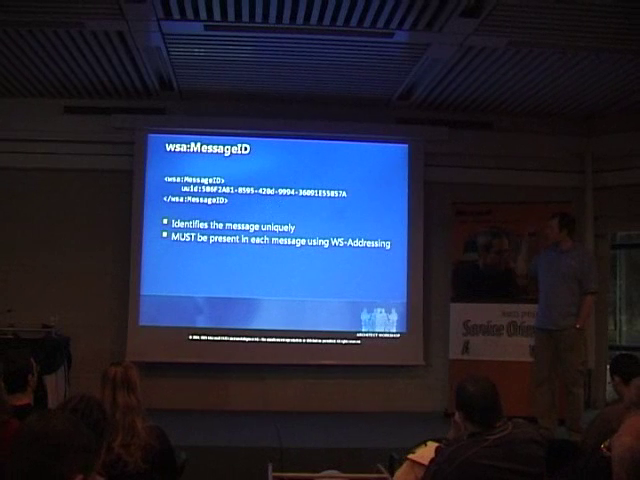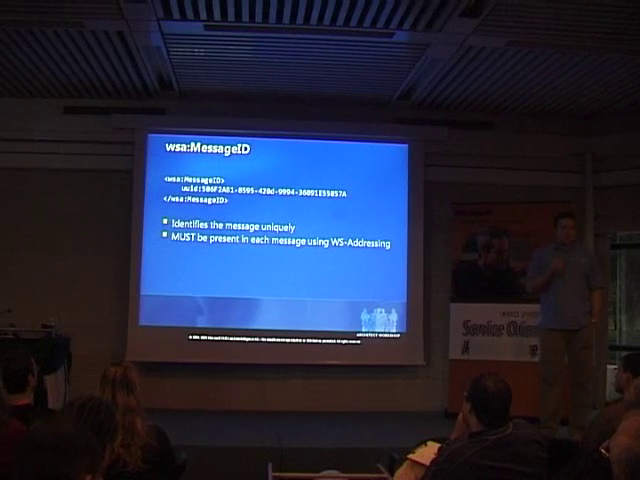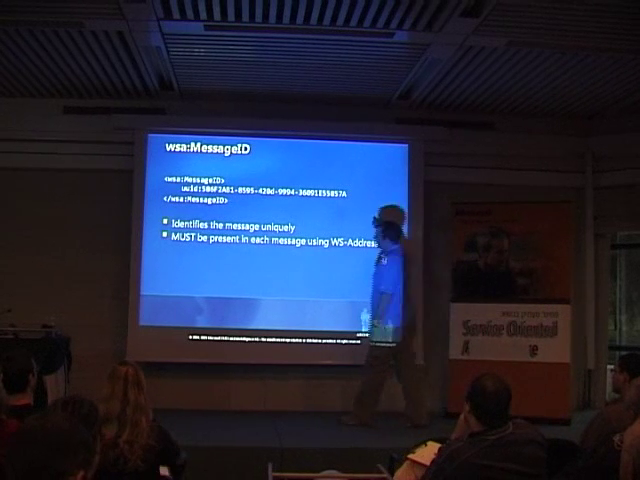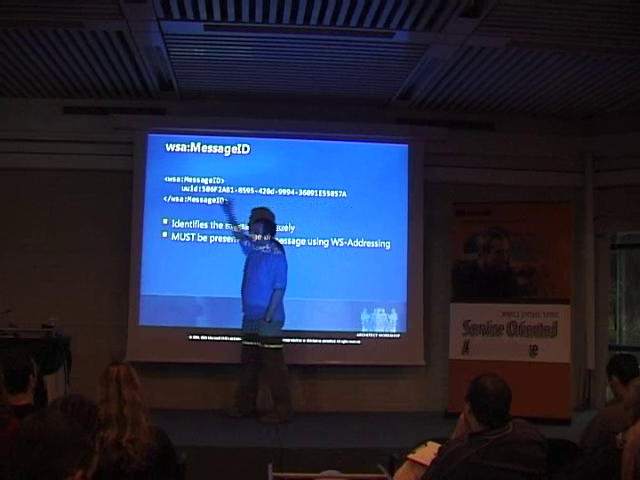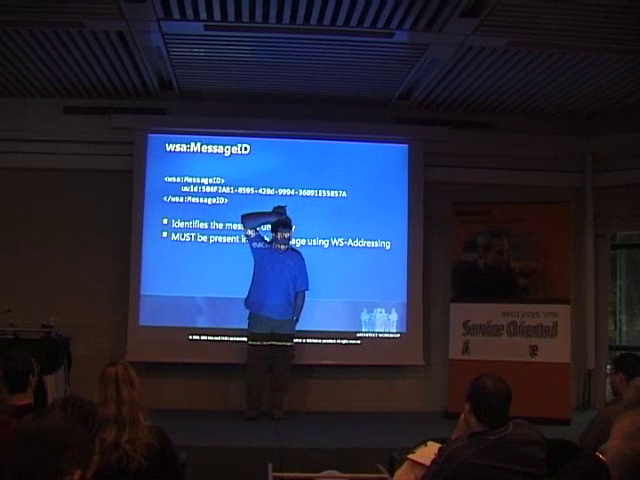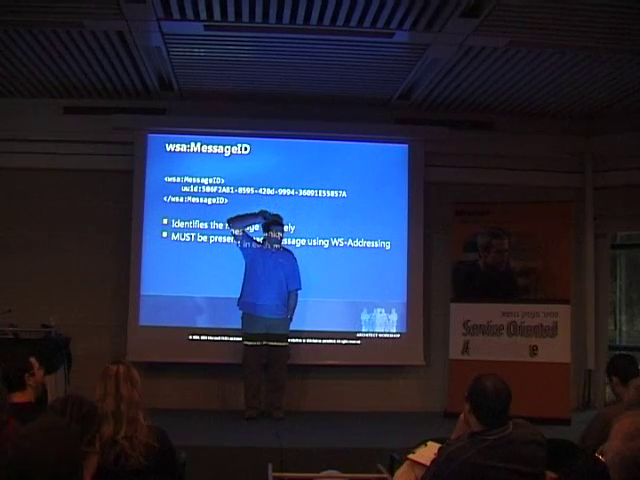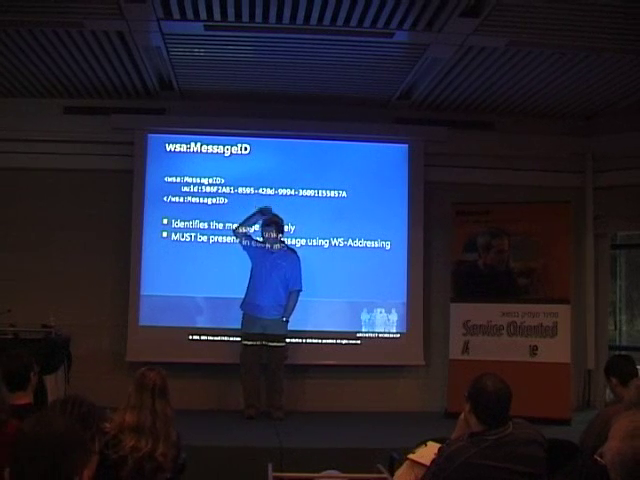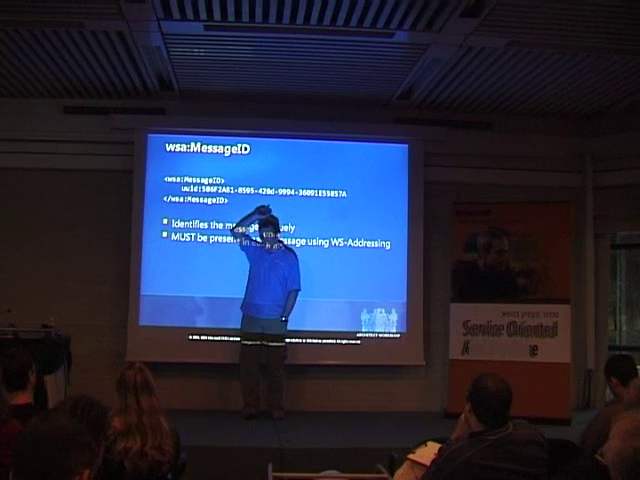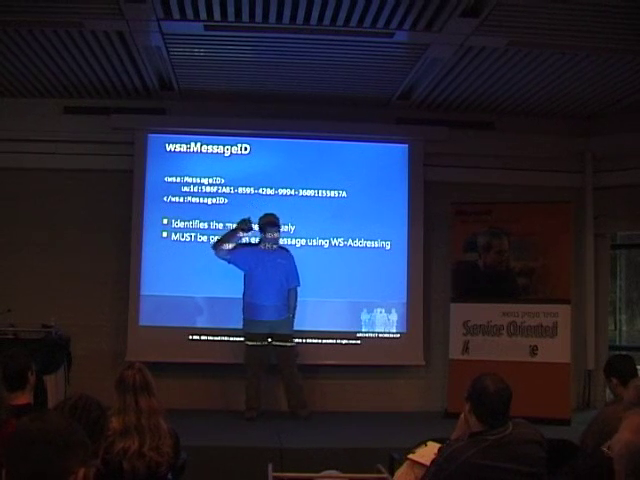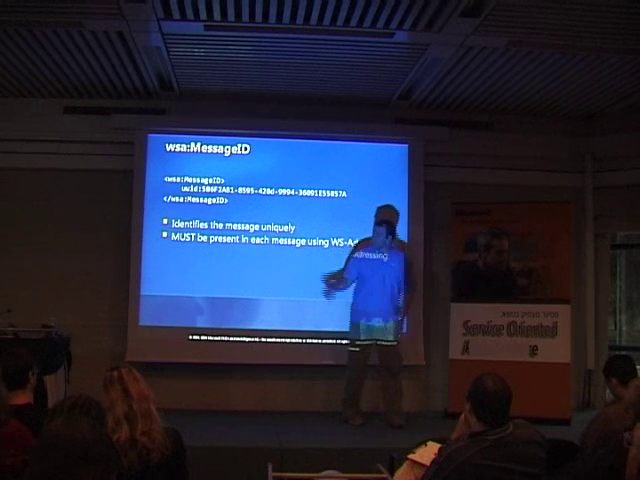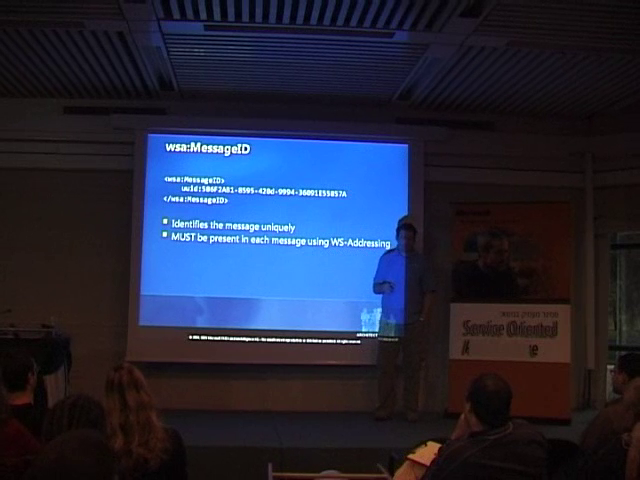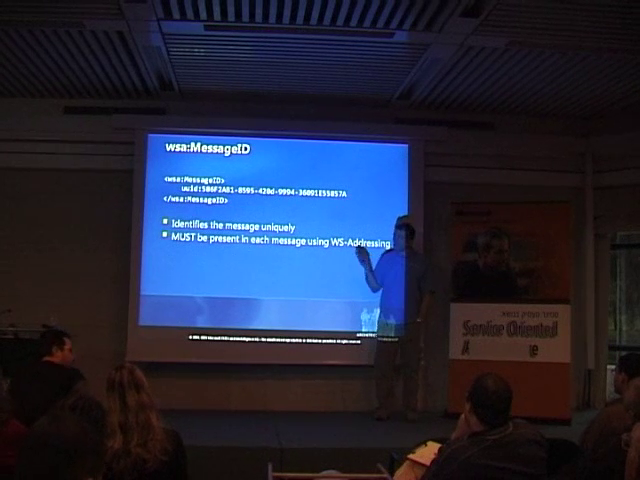So message ID identifies the message uniquely. Typically, it's using the UUID protocol. But for the web services world, this is just a string, right? The UUID is used as a convenience to make sure that this number is really unique. But for web services, this is just a URI. It's just a string. It just has to be unique. And you do string comparison of those things. Must be present in each message using WS-Addressing to uniquely identify the message.